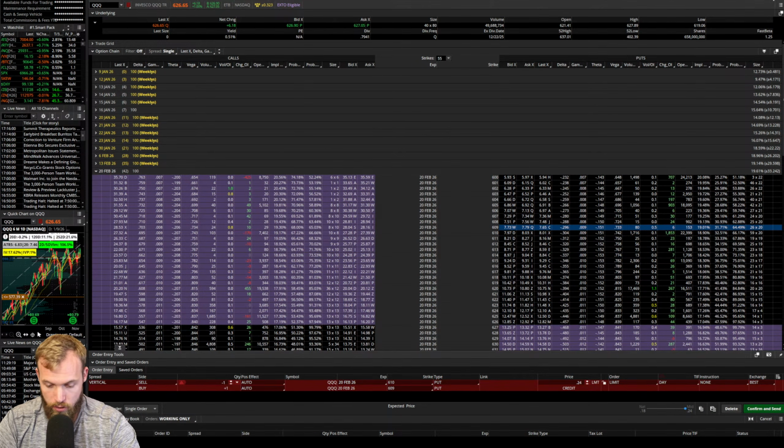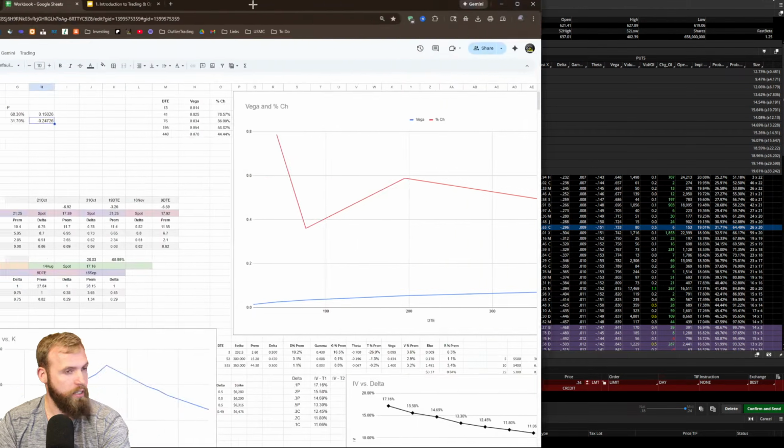So this is 31.7%. And therefore, our probability of winning is 68.3. Our probability of losing is 31.7. So we have a 68% probability of making 22. And we have a 31% probability of losing 78.